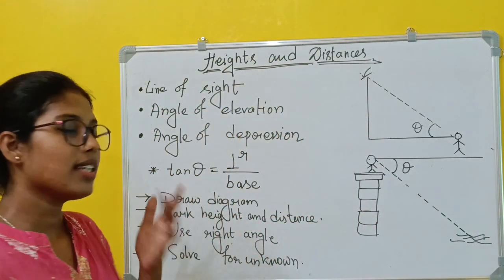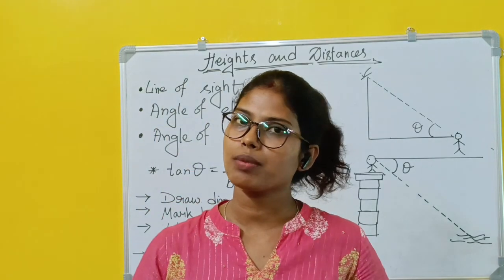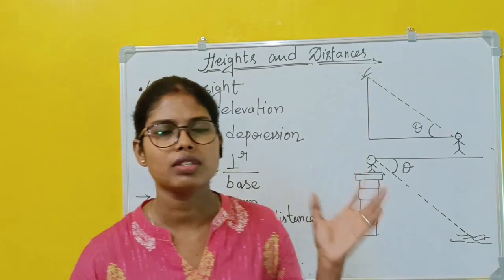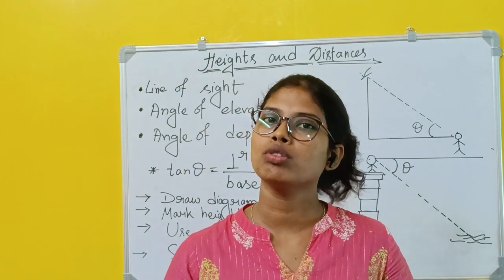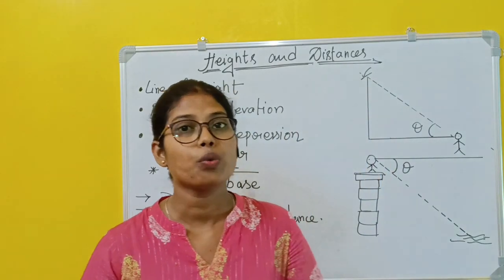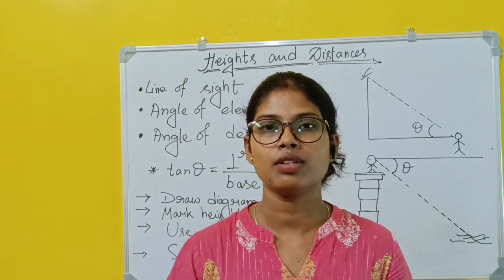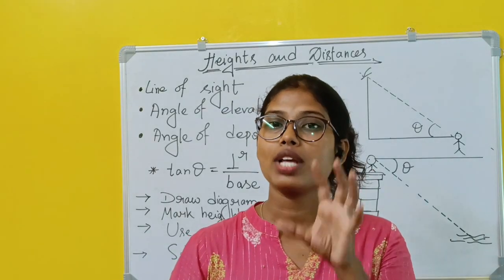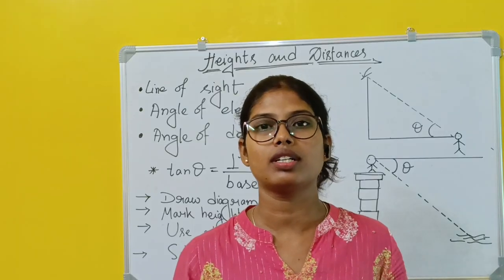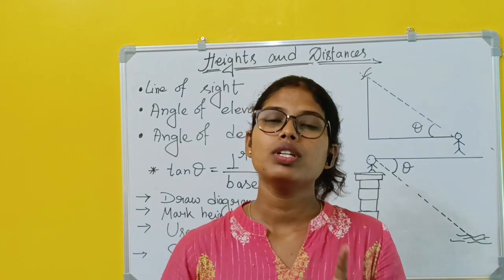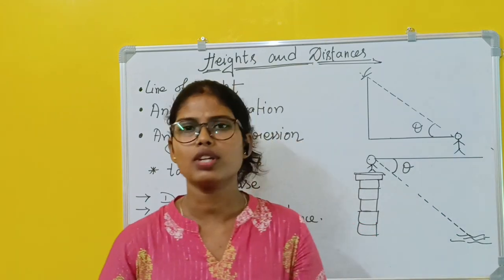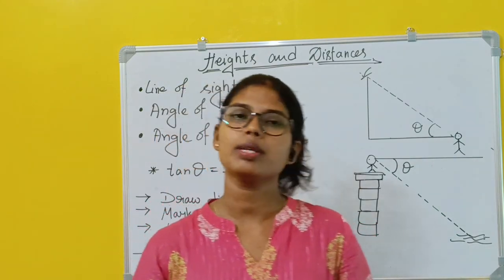So height and distance, basically what is the real life use of this chapter? We can calculate the height of any big tower, tree or any tall monument, or find the distance of an airplane, etc. without actually measuring the length. This is the beauty of this chapter: you don't have to actually measure with a tape. Only by using the angle you can find out the actual length, height or distance of any particular thing.